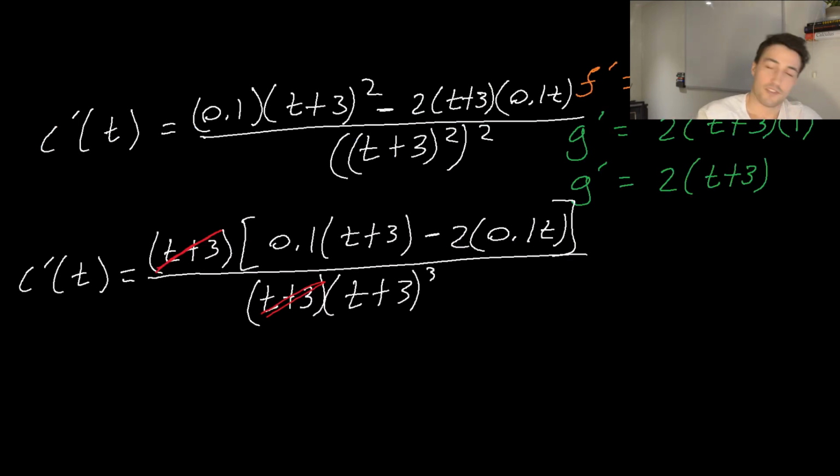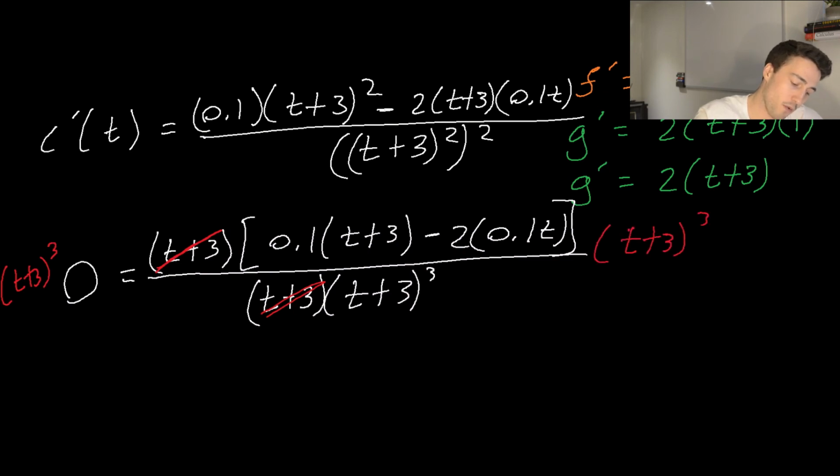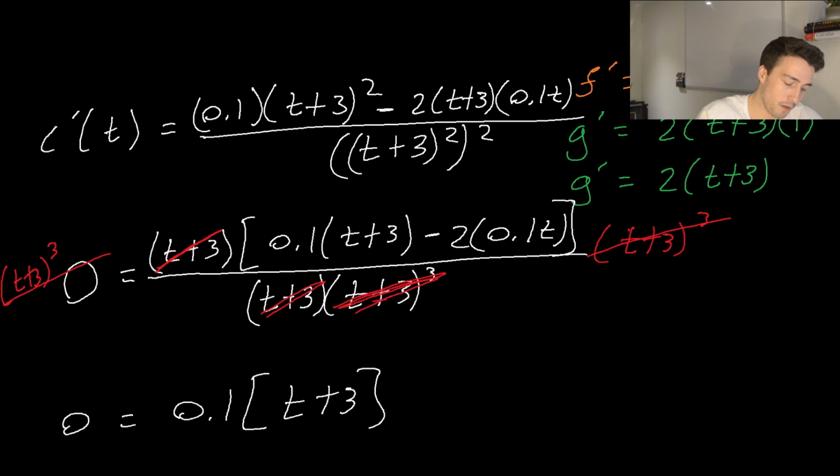Once we've done that, we can also set this equal to 0, because we're trying to find the maximum and minimum values. So if I multiply both sides of this equation by (t plus 3) cubed, the bottom term will cancel, and (t plus 3) to the power of 3 multiplied by 0 is just going to be 0. That will make our function a lot easier to deal with. So here we have t plus 3 minus, and then it's just going to be 0.2 t.